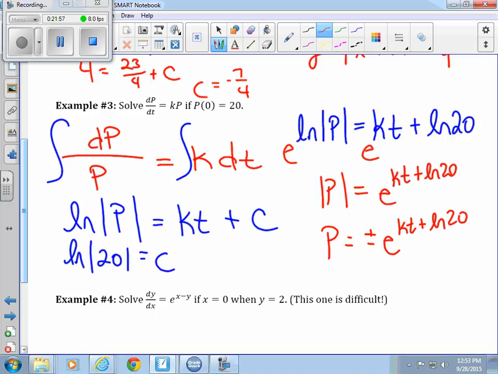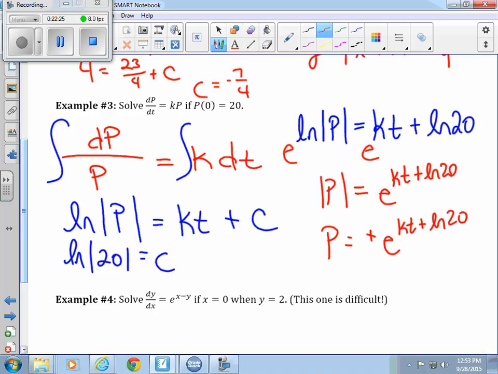Initial condition, because we know that we don't have pluses or minuses in solutions to differential equations. Our p-value was a positive 20. So what does that mean here? It's just a positive. So I'm going to get rid of the negative one. Again, I'm not completely getting rid of it. I'm just saying for my initial condition, that was not the solution. So it is the positive value. Okay.